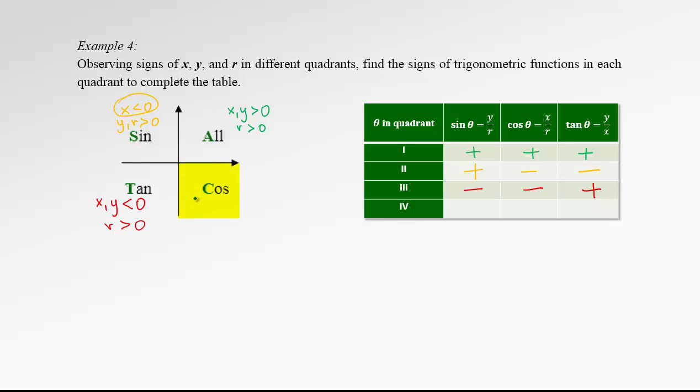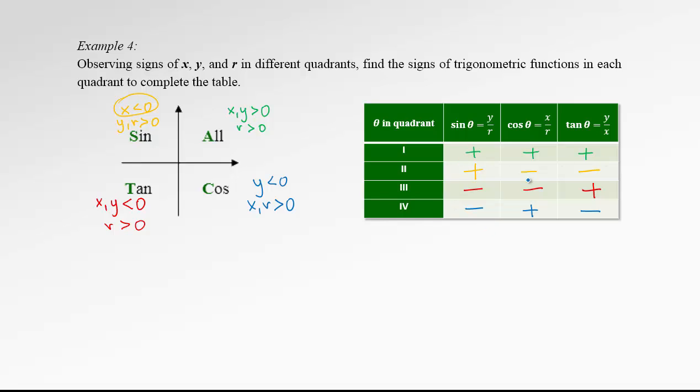Finally, the fourth quadrant, for angles from 270 till 360. The y-coordinate of any point in this quadrant is negative, but the x-coordinate and also r is positive. So what are the signs of our functions? Y over r is negative. X over r, since both variables are positive, the quotient is positive. And y over x, since y is negative and x is positive, altogether it's a negative ratio. So that's how our trig functions behave in different quadrants.